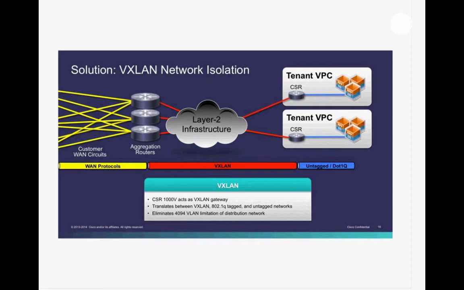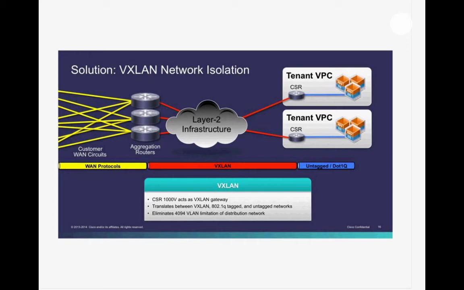VXLAN gets around this because it can do millions and millions of different isolated networks before you run out of tags, essentially. And the CSR understands VXLAN natively. We built it in there. So you can bring in many, many more tenants, aggregate them all onto the same layer 2 infrastructure using VXLAN, and each of the CSRs will be listening for that particular tenant's VXLAN traffic.